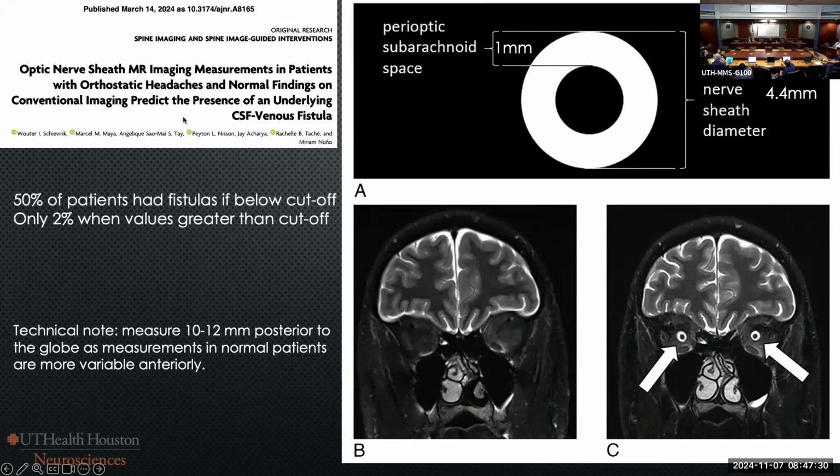But look at his study group. These are patients with orthostatic headaches and normal findings, normal brain MRI, normal spine MRI. Which ones do we want to push on, right? Because this is tough. So 50% of his patients had fistulas if the cutoff was below, and I gave you the numbers that he found on the Youden's analysis, and only 2% had fistulas when the values were greater. So he had 92, 93 patients. He found fistulas in about 16% of patients, normal brain, normal spine MRI.